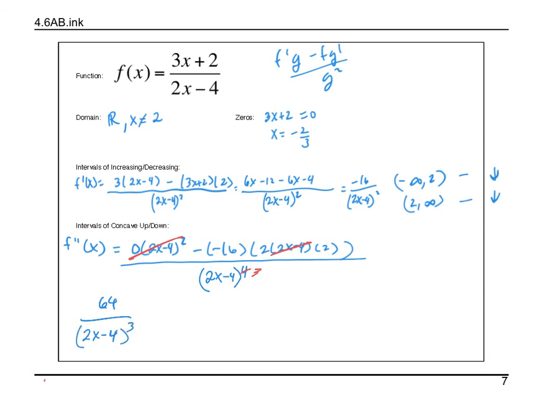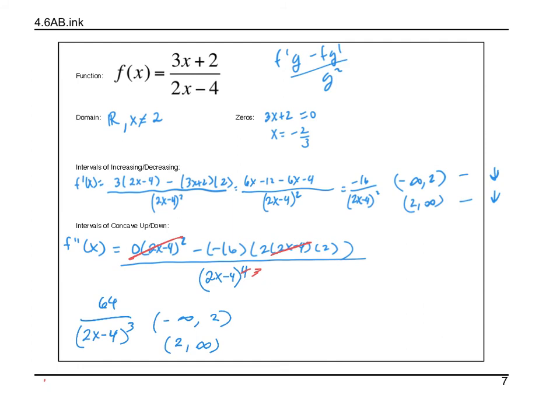Okay. So now numerator is always positive. Denominator could be positive, could be negative, because it's an odd power. So I still don't have a 0 from the top, but I do have that x equaling 2 on the bottom that makes this undefined. So I'm going to break up my interval, negative infinity to 2, 2 to infinity, and I'm going to test.